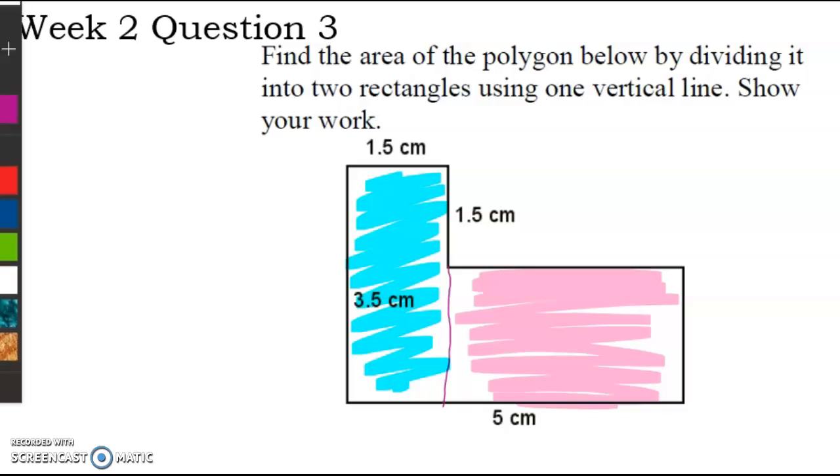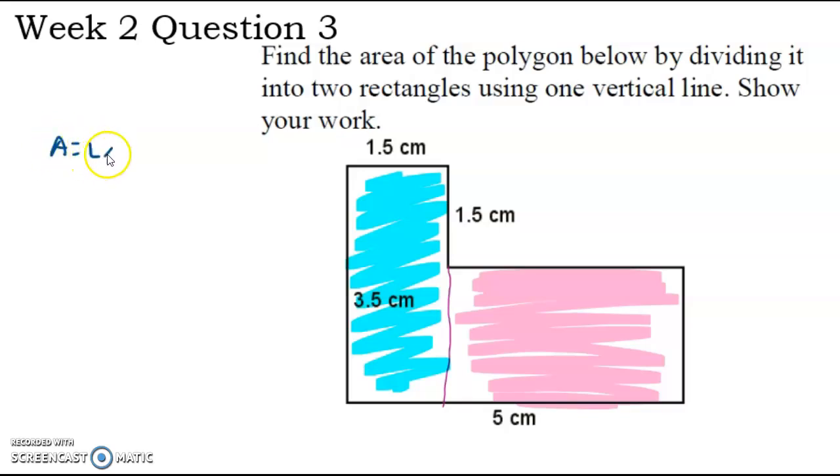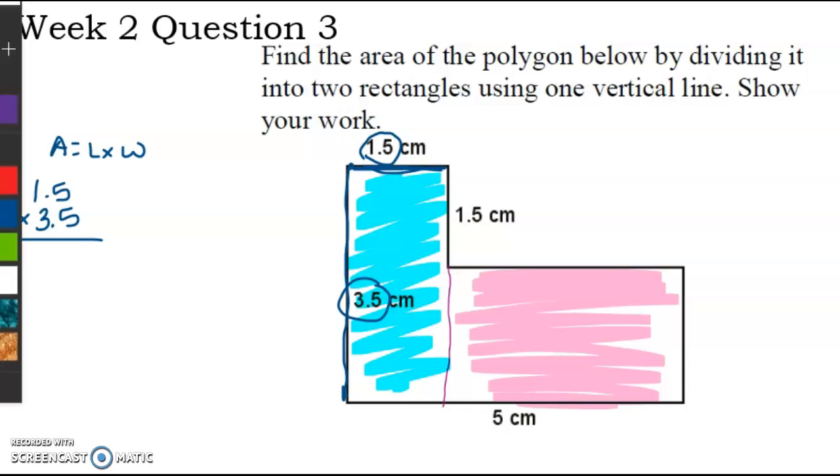So I'm going to do the blue first, and I'll even do it in blue writing. This is a rectangle. I know that the area of a rectangle is length times width. So my length is 1.5, or my length can be 3.5. It's basically the two numbers. It's this side that's involved, and then this top side. So we have 1.5 times 3.5. I'm going to make this a little narrower.